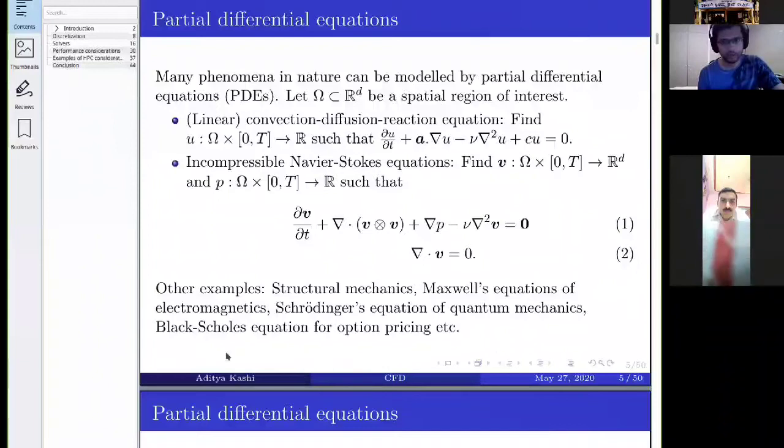Again, this is not limited to fluid dynamics, as I mentioned. So structural mechanics is also governed by partial differential equations, typically. Maxwell's equations of electrodynamics, electromagnetics are also partial differential equations. Schrodinger's equation of quantum mechanics, and the Black-Scholes equations for option pricing, many of these are partial differential equations.